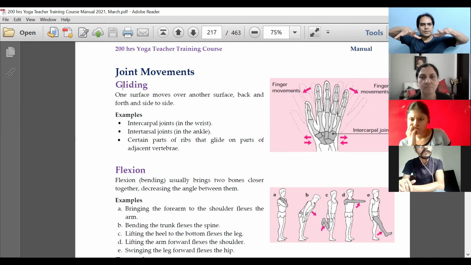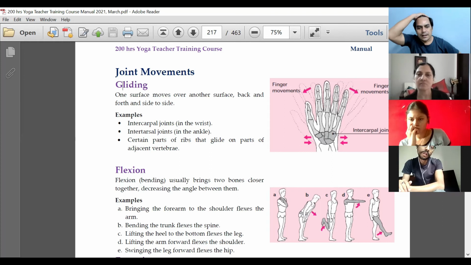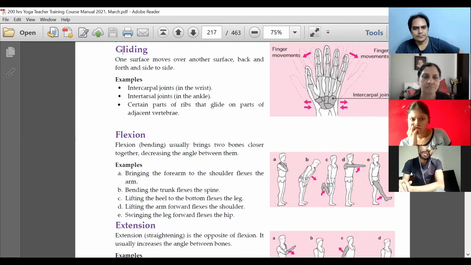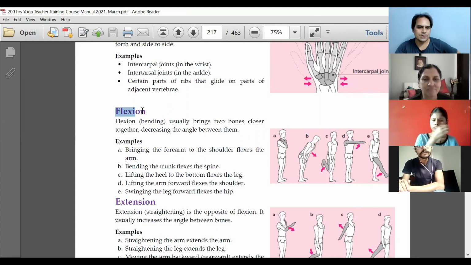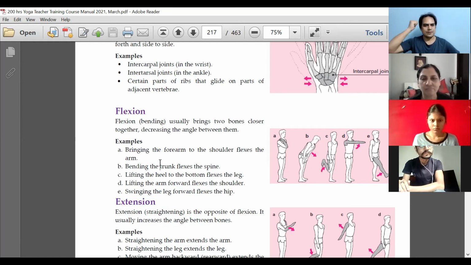So when we move the fingers in this way, it's called gliding. Clear? Next is flexion and extension. When we understand flexion, then we can understand extension also. Flexion is when you bring close, that is flexion. When you extend, that's called extension.